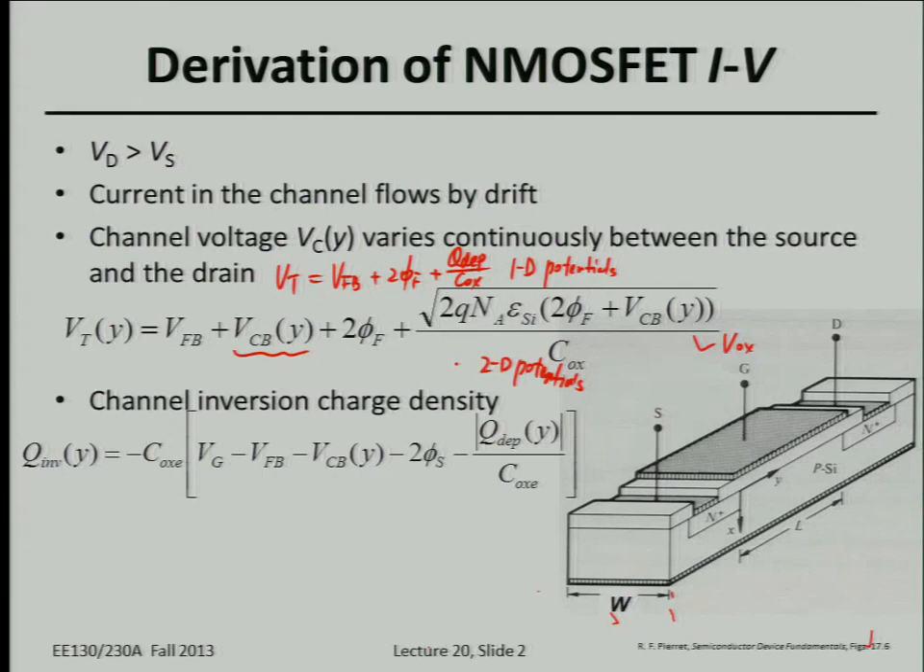Okay, so the message here is that threshold voltage as well as depletion charge will be non-uniform along this direction. Around the source, both parameters, threshold voltage and depletion charge, will reach their minimum value. And if you move to the drain side, both are going to reach their maximum value.